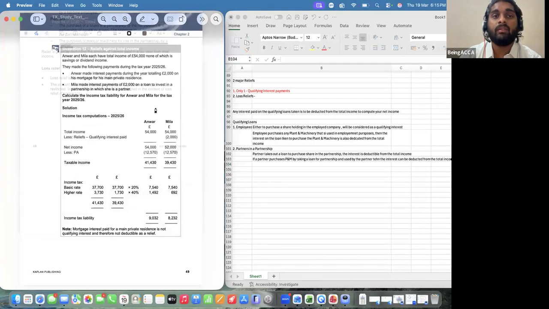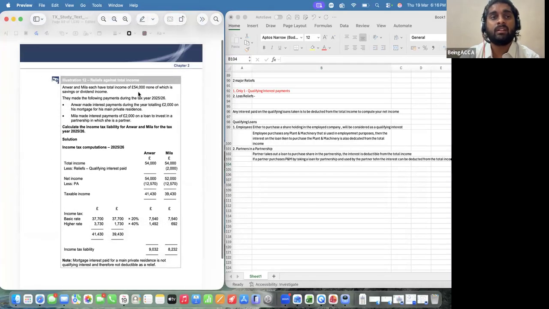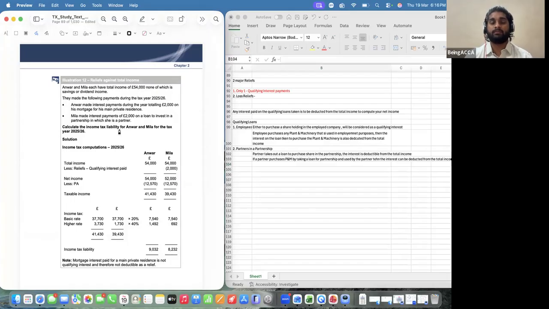So next, with this, we have completed the qualifying reliefs that are available. Now let's try to solve a question relating to it. Anwar and Mila each have total income of 54,000, none of which is savings income or dividend income. That means they only have non-savings income.